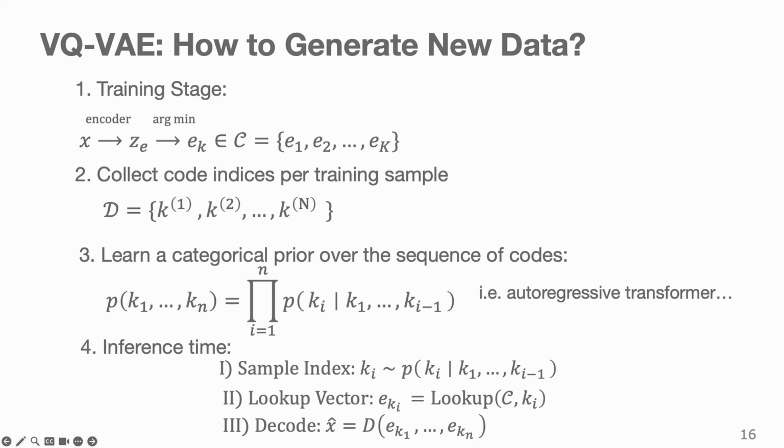And then we finally get to the inference stage. Here, we will sample from our prior, let's say our autoregressive transformer model, then do a lookup from the indices to the vectors, and then use our decoder trained in the first stage to generate a clean sample of data, like an image or robot actions in our case.